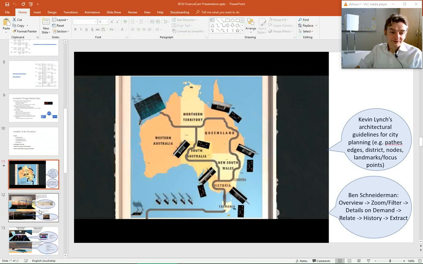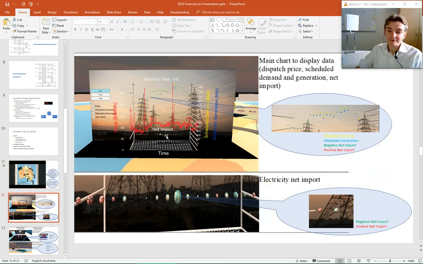Then for the symbols we're using, of course we use charts. The colors here on a 2D display look very bad because it's a red on a reddish background, but we tested the different color schemes in a 3D virtual immersive environment, and that worked extremely well. So this is our chart. The chart shows the price, it shows the scheduled demand, it shows the scheduled generation. So yellow is scheduled generation, blue is basically scheduled demand.